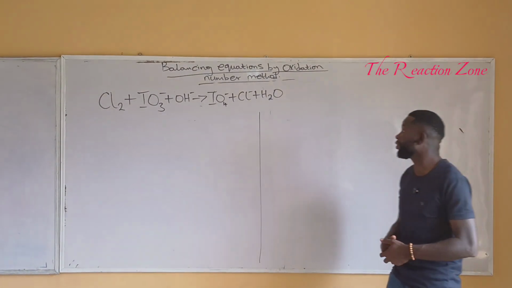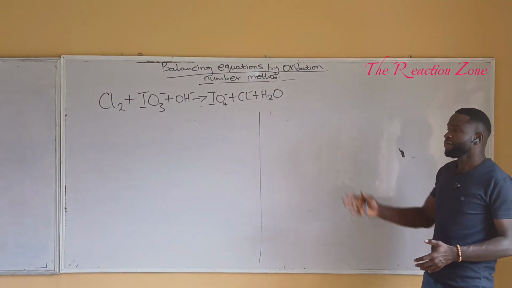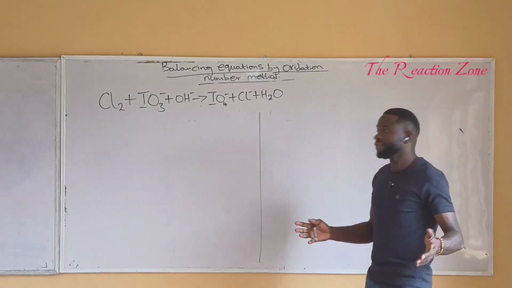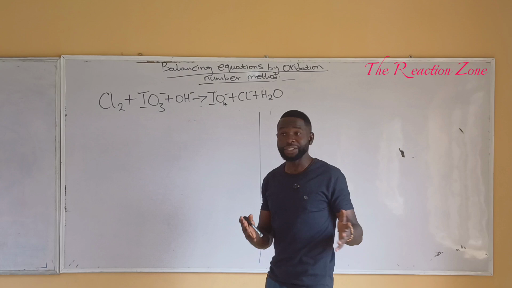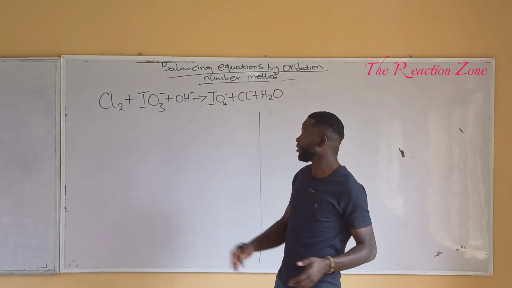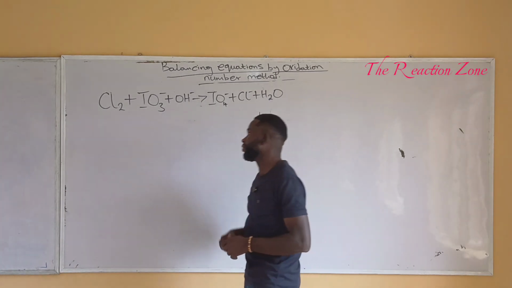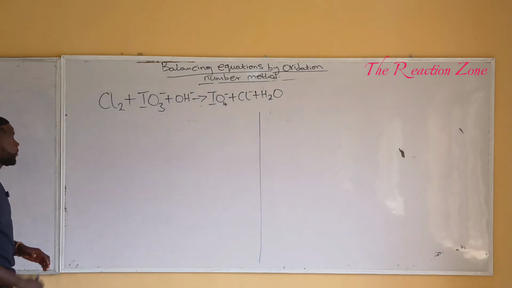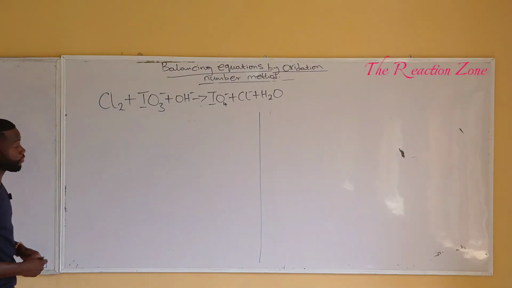In today's lesson, we're going to look at how to balance the redox equation on the board using the oxidation number method. This redox equation on the board is in basic medium, which is clearly seen by the presence of OH minus. So the first thing to do is to assign oxidation numbers to all the elements in this chemical equation.